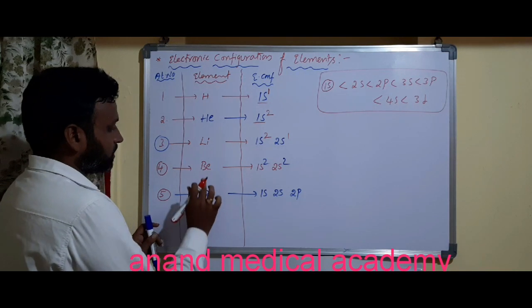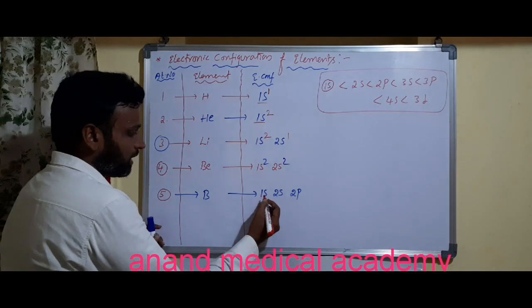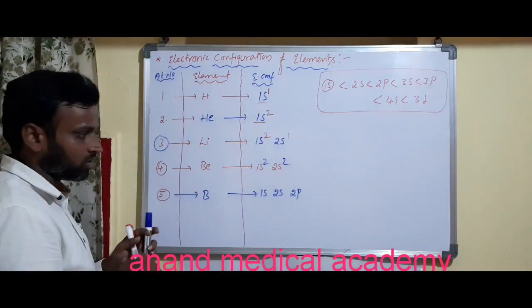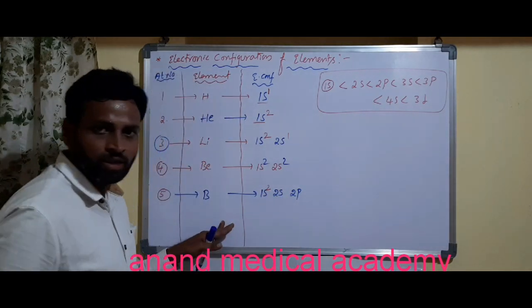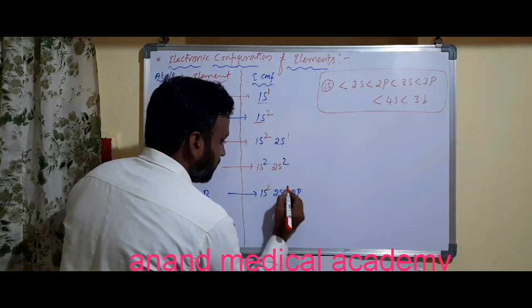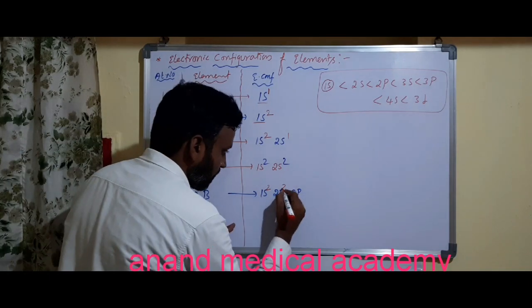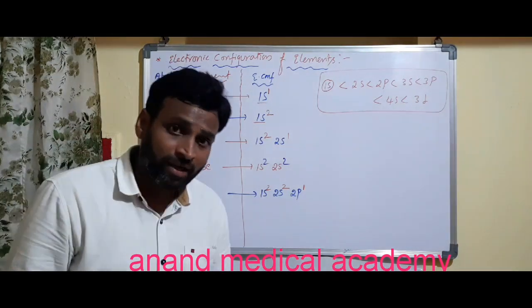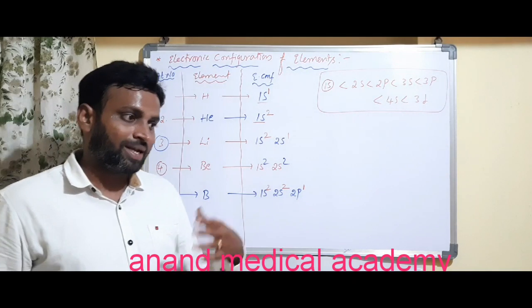So boron. Atomic number 5 means 5 electrons. 2 electrons are present in 1s, right? Because s can have a maximum of how many electrons? 2 electrons. Can it be s3? No, s can have a maximum of 2 electrons. So 1s2, 2s2 and 2p1. Write down 30 elements and their electronic configurations.